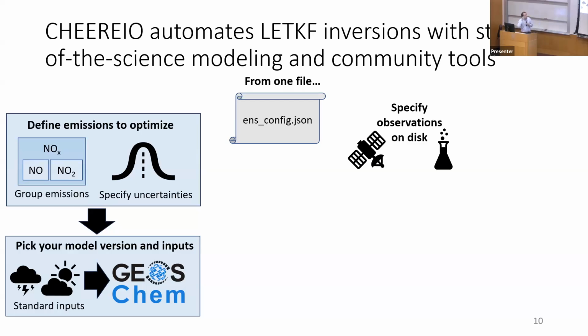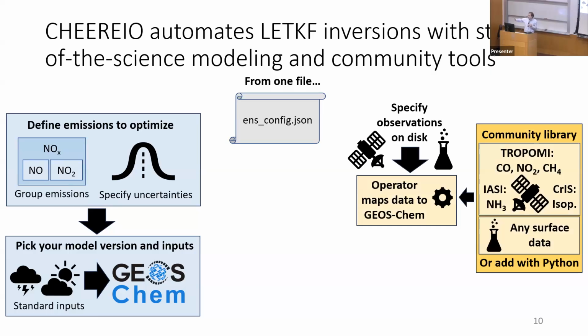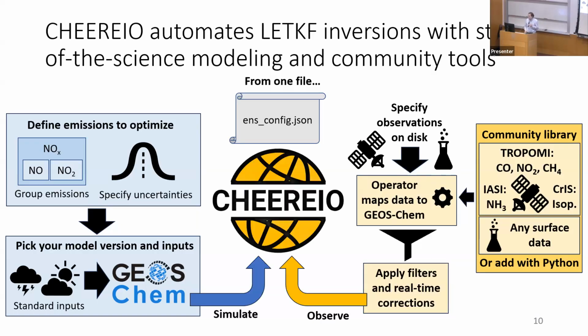Then you basically tell CHEEREIO where to find observations on the disk, and you can draw from the Python library online, where people from different groups have contributed observation operators that can load in TROPOMI, IASI, other things, surface data, and that'll map onto GEOS-Chem. You can also add your own, which I'll talk about in a second. And then this all feeds into CHEEREIO. So CHEEREIO just makes this one big run script for you with all this input data.